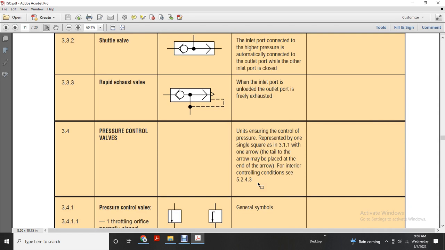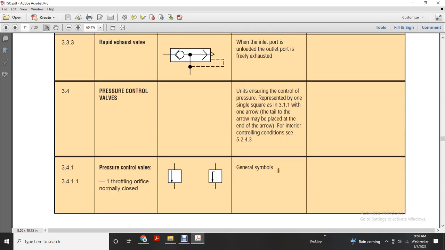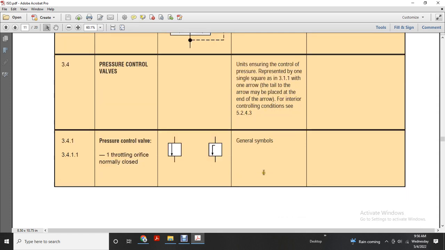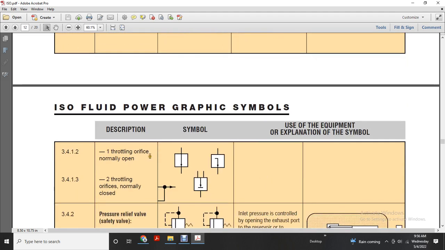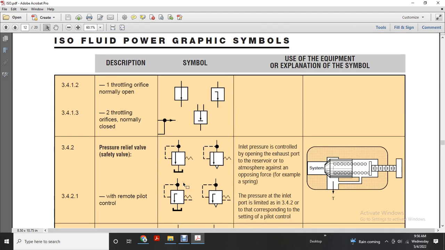Units and pressure control are represented with one single square with one arrow, with the tail of the arrow placed at the end of the arrow for the interior control conditions. Pressure control valve, one throttle orifice, normally closed. General symbols: throttle orifice open. Throttle orifice, normally open, normally closed.